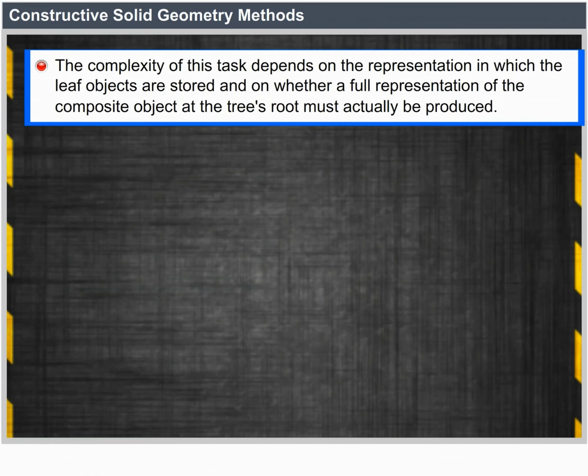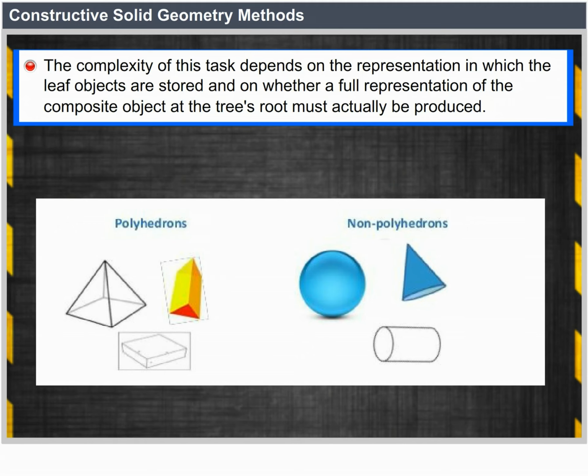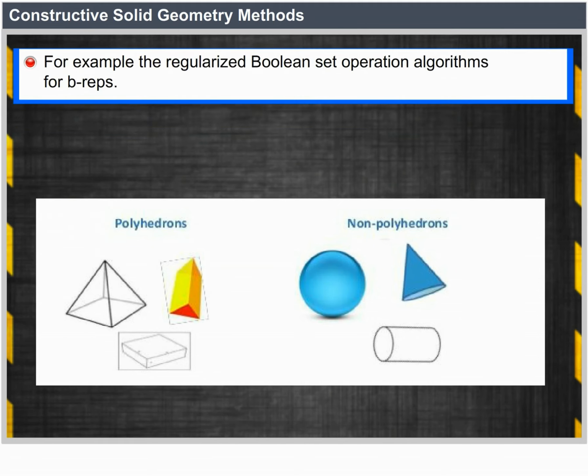The complexity of this task depends on the representation in which the leaf objects are stored and on whether a full representation of the composite object at the tree's root must actually be produced. For example, the regularized Boolean set operation algorithms for B-reps.